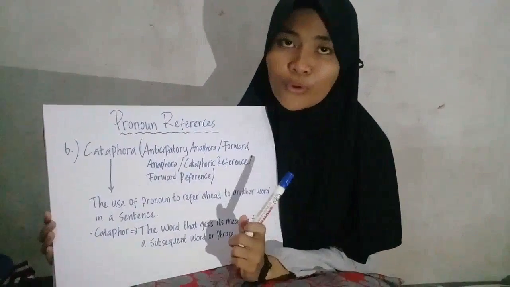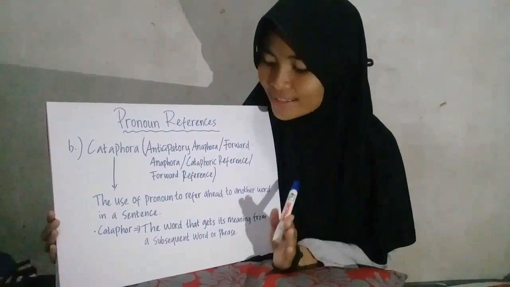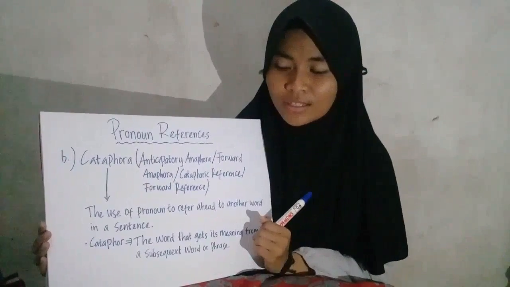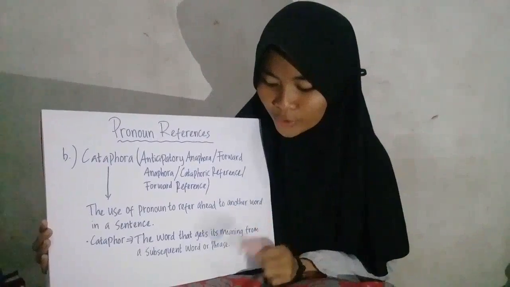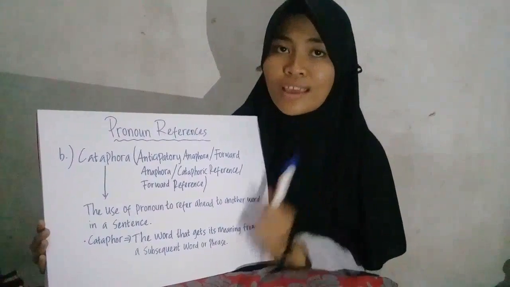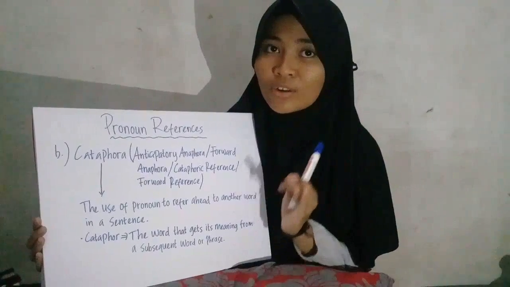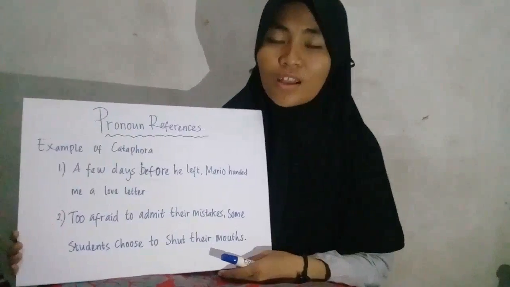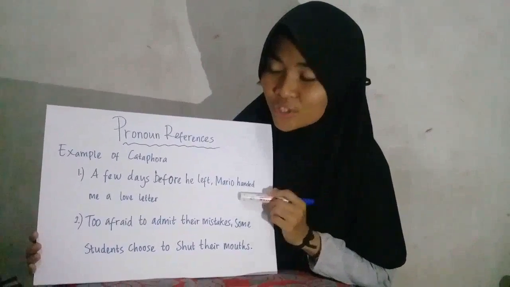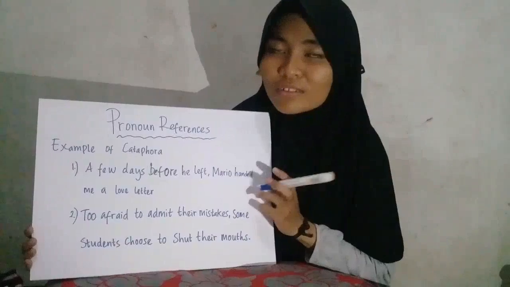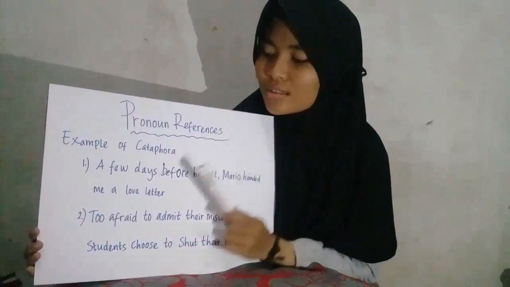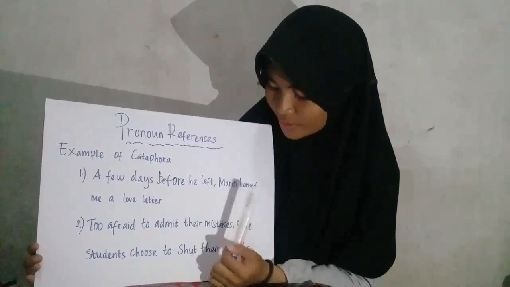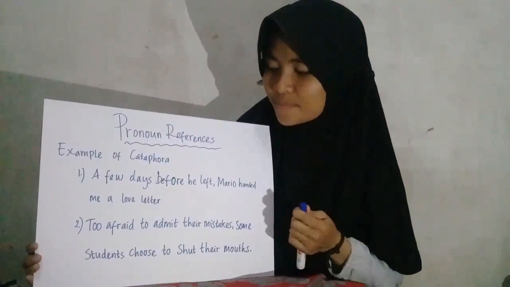Well, a cataphor is the word that gets its meaning from a subsequent word or phrase. Well, this subsequent word or phrase is also called as antecedent, referent, or head, just like in the anaphora. Okay, here I have two sentences as the examples of cataphora. Okay, the first one is: a few days before he left, Mario handed me a love letter.